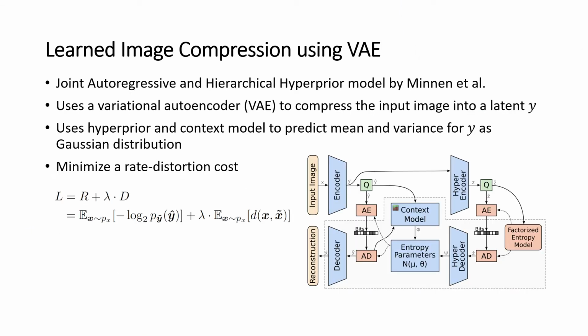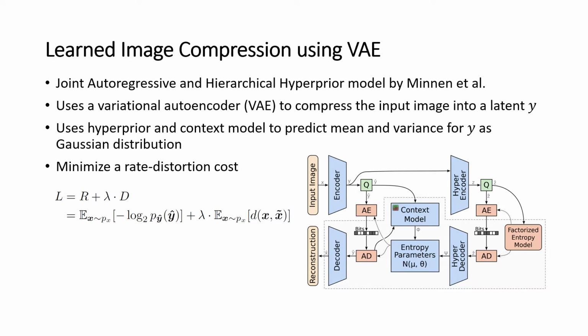Our work is based on the variational autoencoder model by Ballé and a later improved version of the model by Minnen. It uses a variational autoencoder to compress an input image into a latent Y. Then the latent Y is entropy coded into a bitstream. At the decoder side, the bitstream is decompressed and decoded by a decoder network back to the reconstructed image.